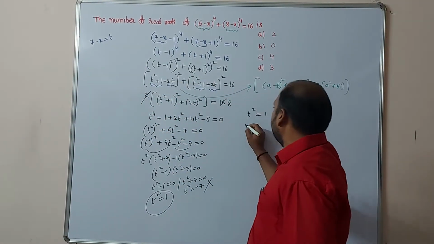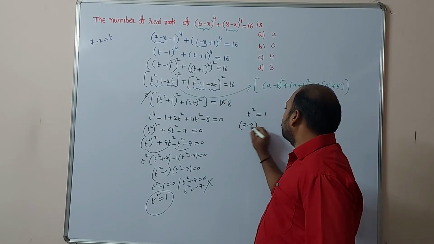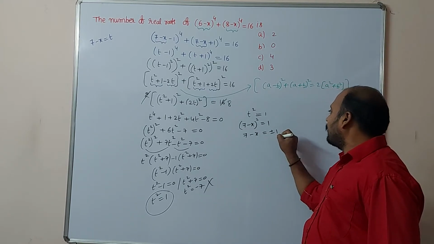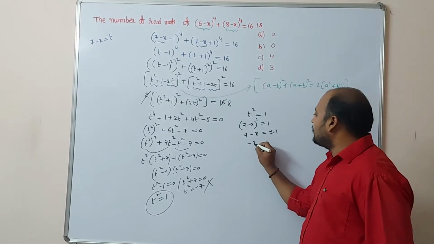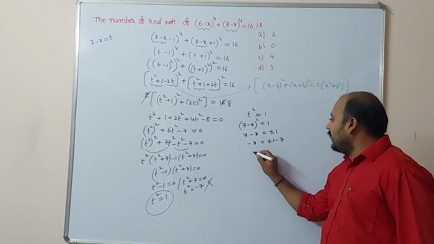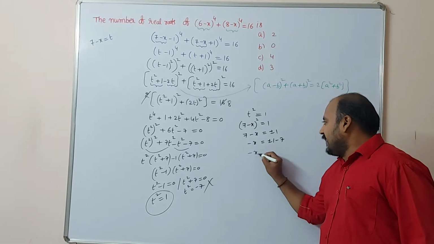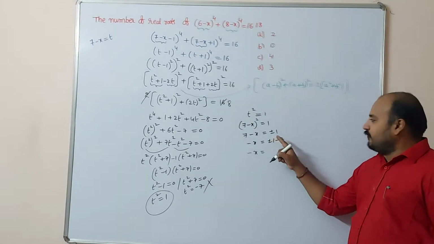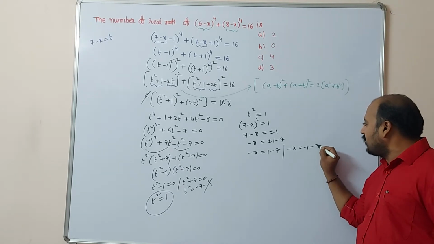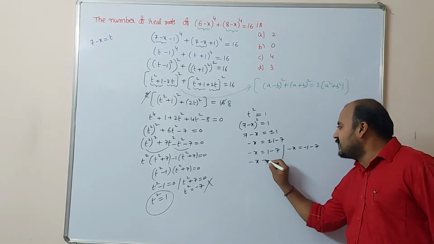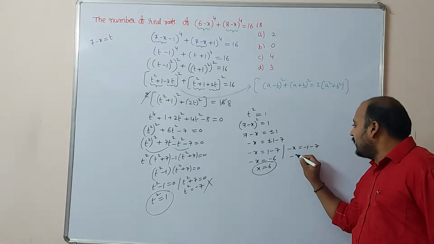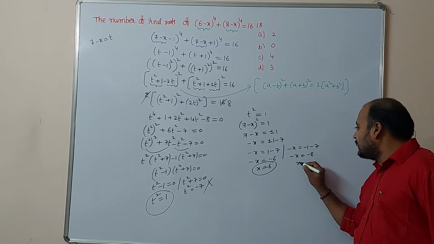7 minus x, (7 minus x) whole square is equal to 1. 7 minus x is equal to plus or minus 1. So minus x is equal to plus or minus 1 minus 7. Taking plus 1 minus 7, minus x is equal to minus 6, so x is equal to 6. Taking minus 1 minus 7, minus x is equal to minus 8, so x is equal to 8.